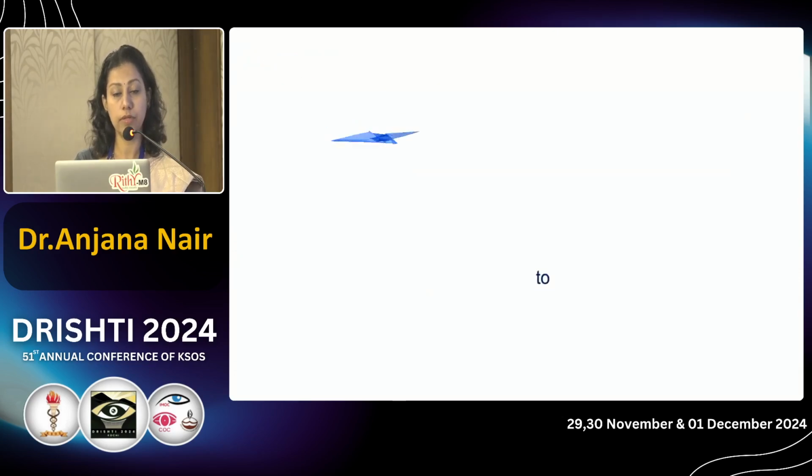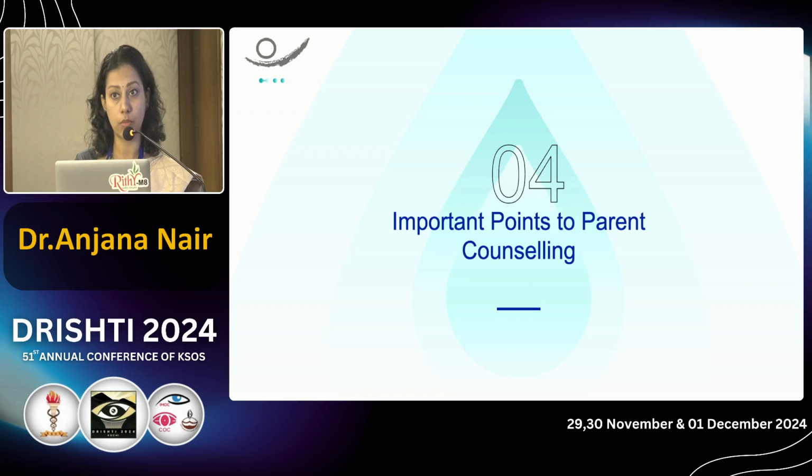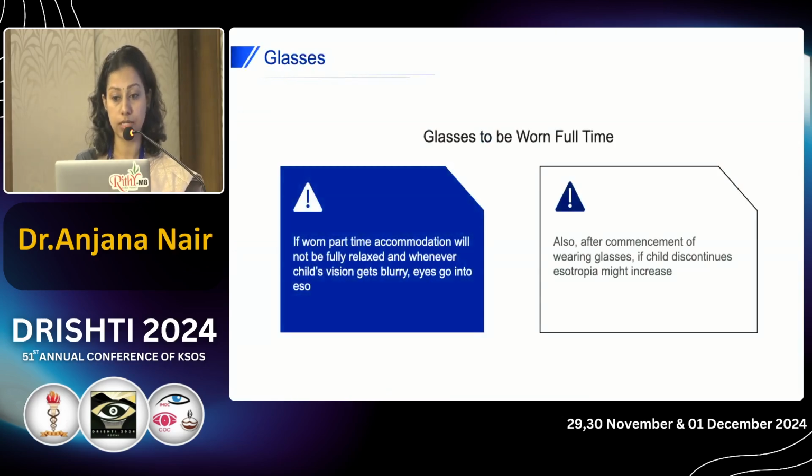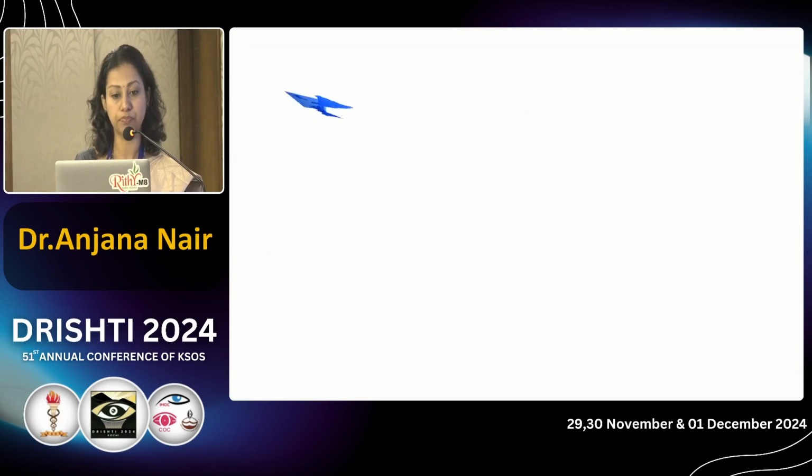So whenever we are giving a spectacle to a kid with accommodative esotropia, we need to stress some points to these parents. One is, they have to wear the glasses full time. If they are wearing the glasses only part time, the accommodation will not be fully relaxed. When the accommodation is not fully relaxed, the child's vision will get blurry and the eyes will go into esotropia again. And the second point is, once they have started wearing the glasses and they stop it in between, the child's esotropia might increase in due course. So this has to be stressed to the parents.